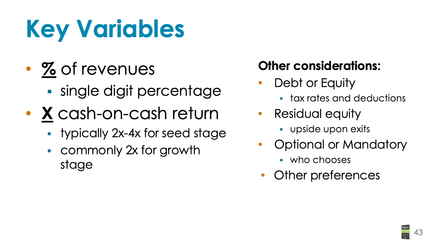The key variables, there's really just two. Once you pick debt or equity, no matter whether you pick debt or equity, there's two key variables. One is percentage, what percentage of revenues you're going to take. The norm is a single-digit percentage. And what's your return on investment? In this stage that we're talking about, it's typically 2x.